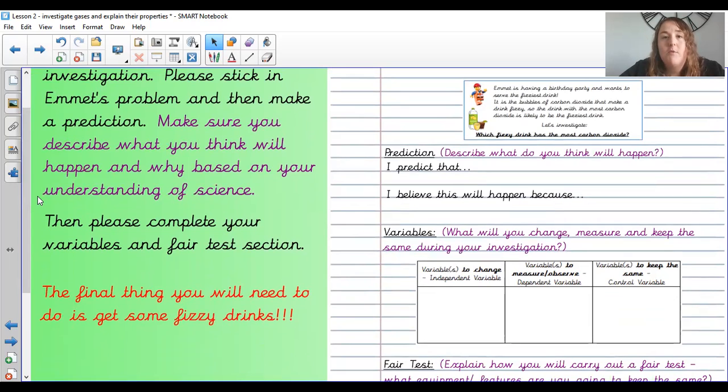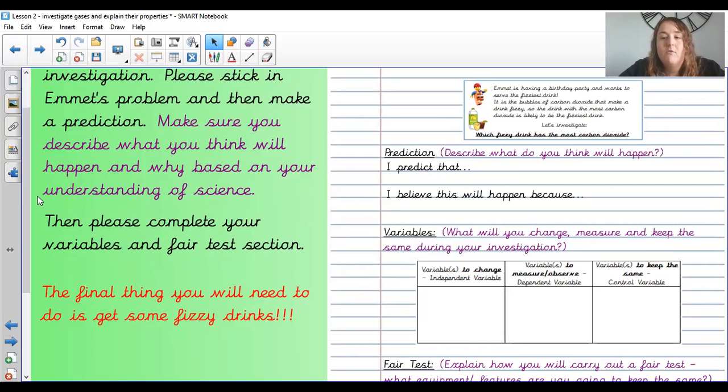So even if you don't have those fizzy drinks at the moment, you can come up with 3 in your head and ask your parents very nicely when they next go shopping for their weekly shop to pick you up some, but you can still do this planning of the investigation. So it says, what will you change, measure, and keep the same? What things will you change? So we know we're going to be changing the different types of fizzy drink. So you've got your changing things as those.